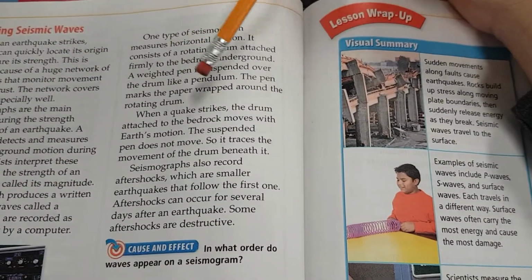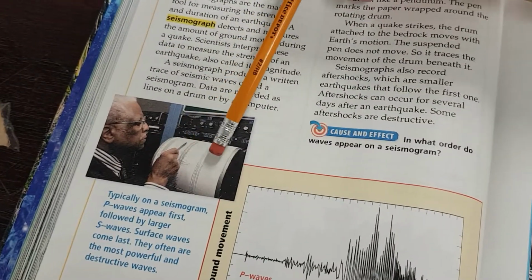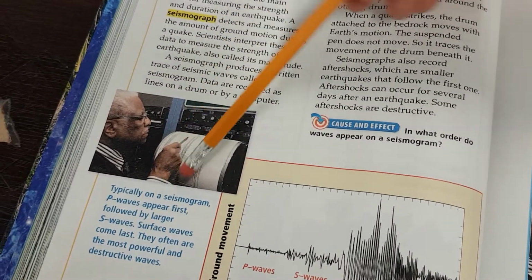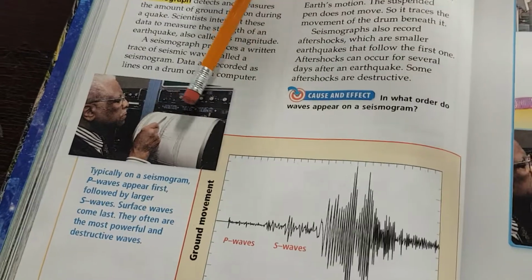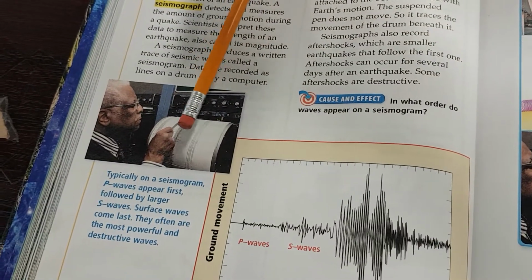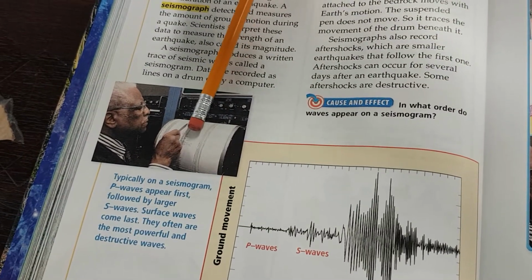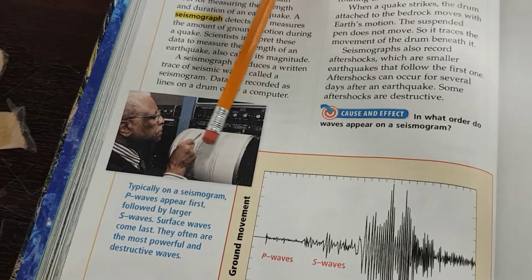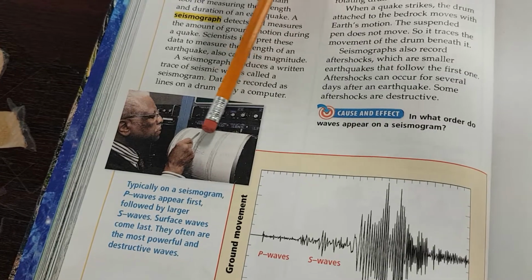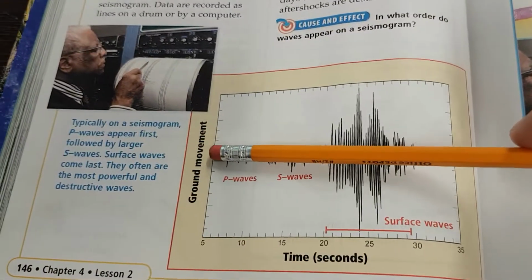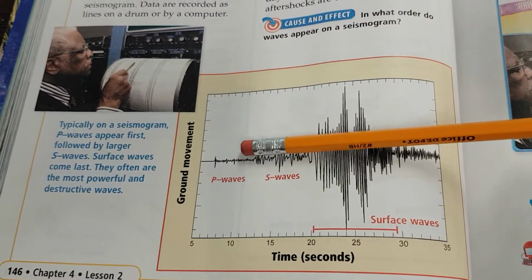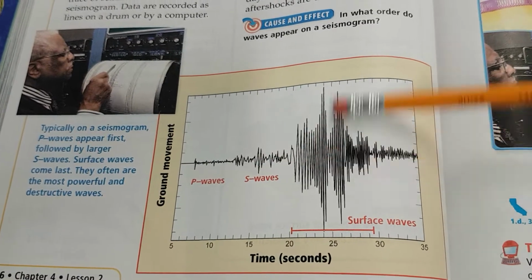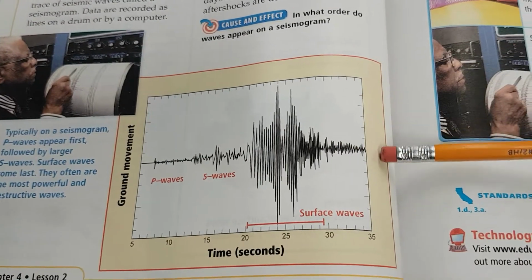The pin marks the paper wrapped around the rotating drum. Okay, so this drum is slowly spinning and rolling out the paper, and then the pendulum kind of floats right on top of it and wiggles. So as an earthquake happens, that drum shakes back and forth and the pin ends up writing these lines. So as the paper goes out, it can shake, it'll shake more, and then it shakes a lot, and then the earthquake finishes.